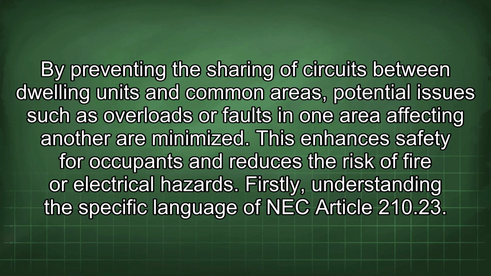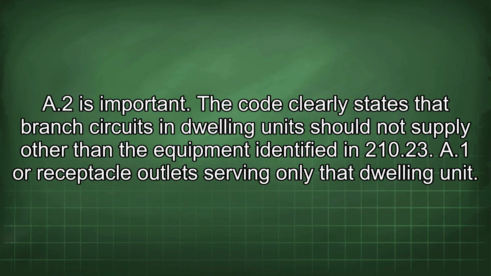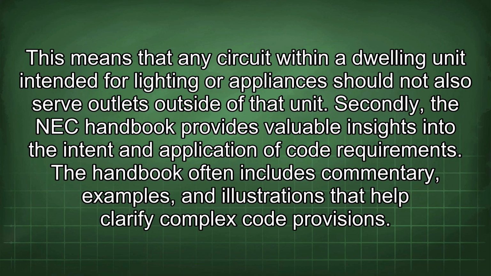Firstly, understanding the specific language of NEC Article 210.23(A)(2) is important. The code clearly states that branch circuits in dwelling units should not supply other than the equipment identified in 210.23(A)(1), or receptacle outlets serving only that dwelling unit. This means that any circuit within a dwelling unit intended for lighting or appliances should not also serve outlets outside of the unit.